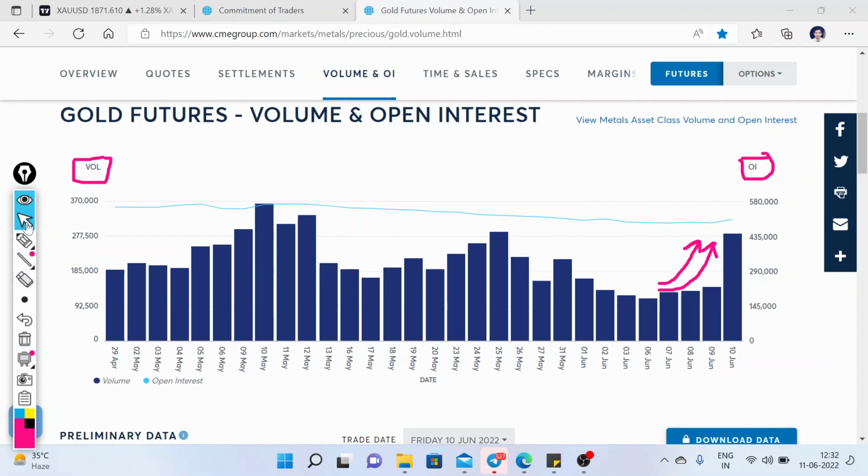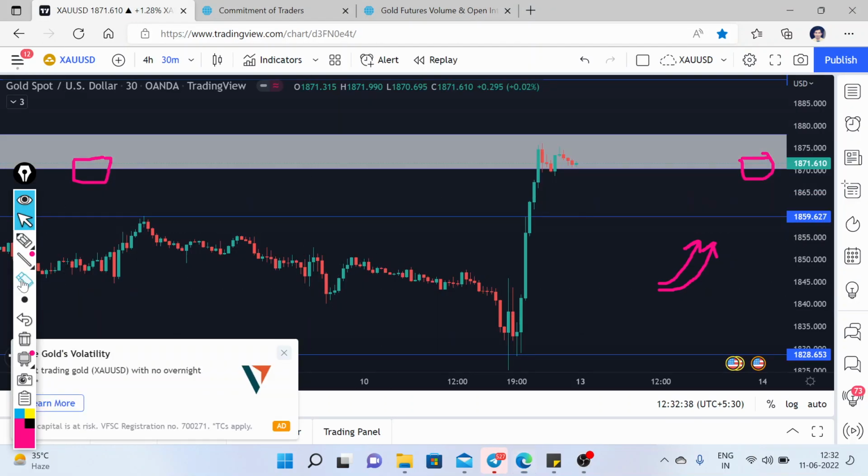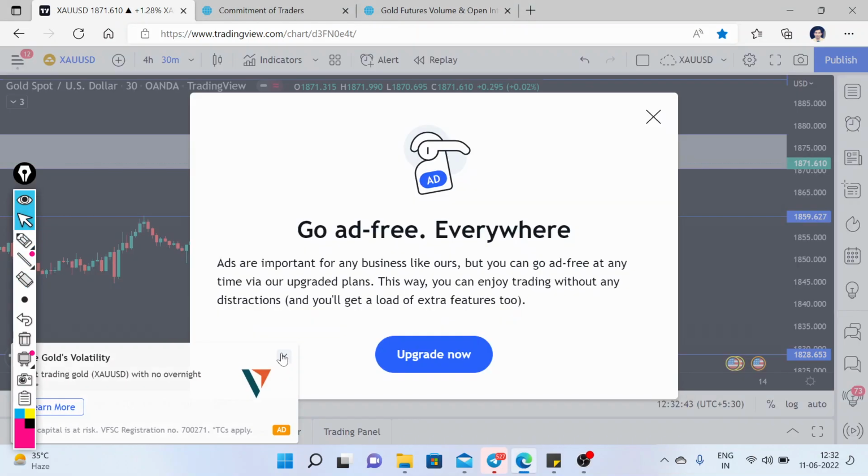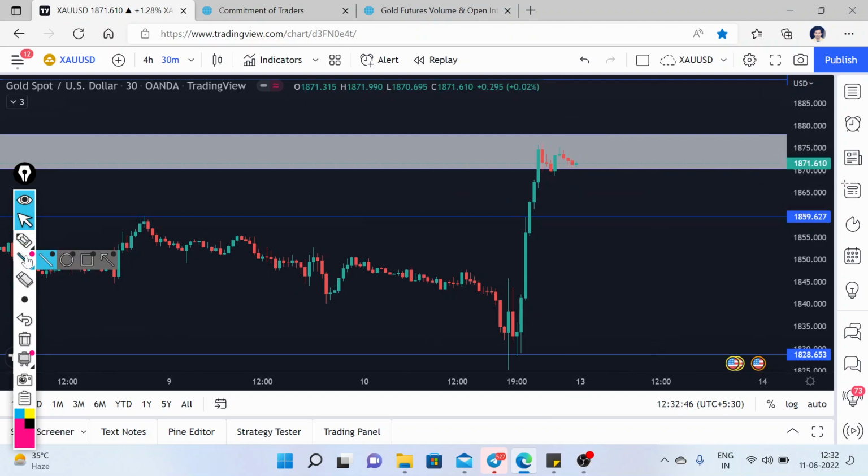So let's check the chart. This is the 30-minute chart, you can see from here. In yesterday's trading session, we can see that in the Friday morning session, or Asian session, the gold price was initially declining. You can see from here it declined due to rising yields on government bonds, and this decline continued in the London session also.